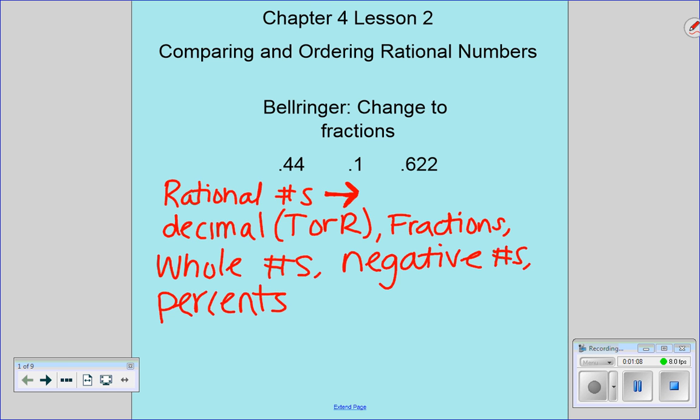order. We're going to be using decimals. We're going to be using fractions. We're going to be using percents today. And if we haven't learned percents yet, that's okay. That's not a big deal.